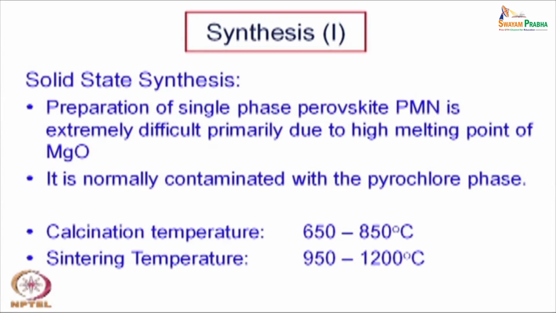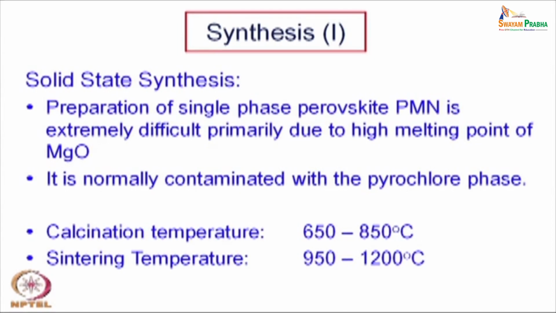Preparation of single phase perovskite PMN is extremely difficult, primarily due to the high melting point of MgO. Compared to lead oxide or niobium oxide, magnesium oxide has a much higher melting point, and therefore its diffusivity is very low. Magnesium diffusivity is quite low, and therefore you have some difficulty in synthesizing this compound in the right stoichiometry. It is normally contaminated with pyrochlore phase.